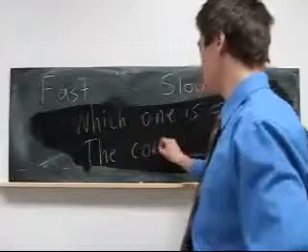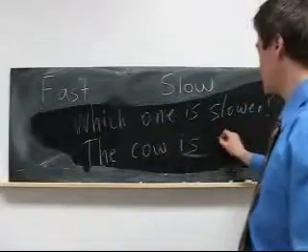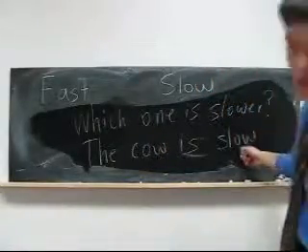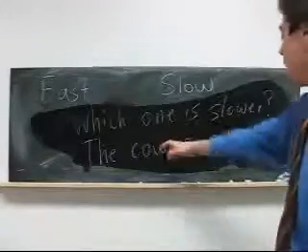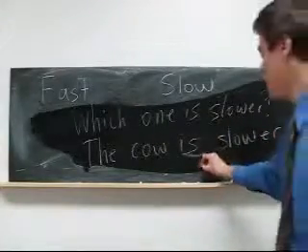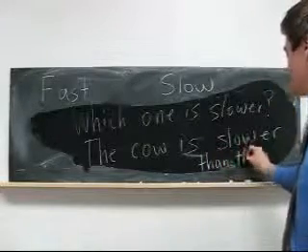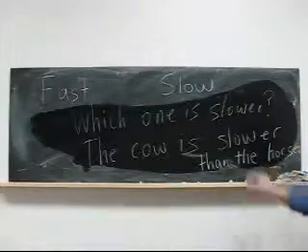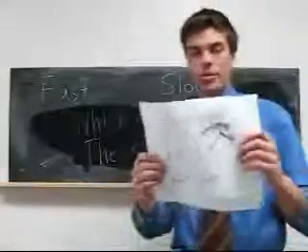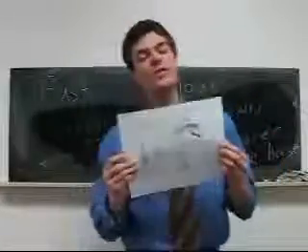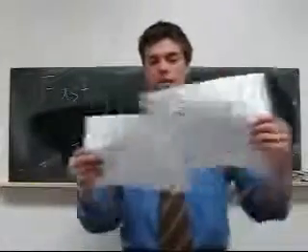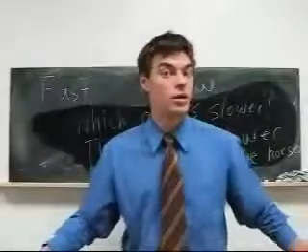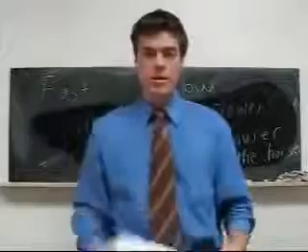Slow cow. The cow is slow. Yes, the cow is slow, but the cow is slower than the horse. So which one is faster? The horse is faster than the cow. Which one is slower? The cow is slower than the horse. Finished.